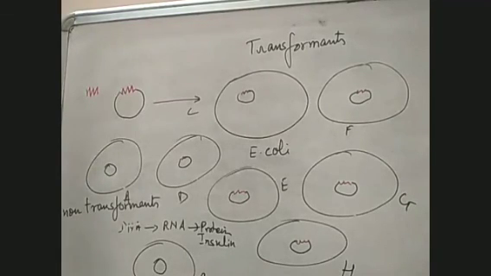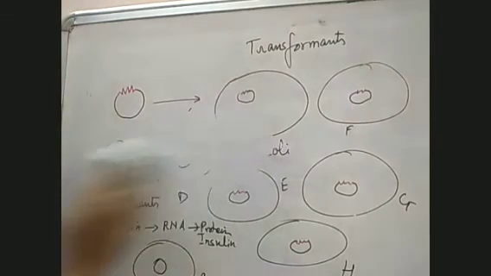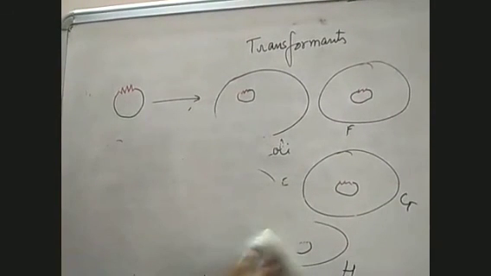So transformants are those hosts, which can be E. coli or any other bacteria, which carry a gene of interest. And those which do not carry a gene of interest are non-transformants. Now, how to separate them? How to identify that this is a transformant and this is not? For that, selectable markers are present. And what are those selectable markers?